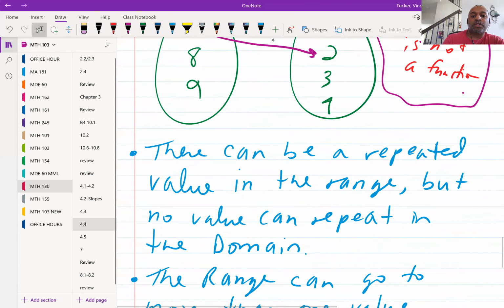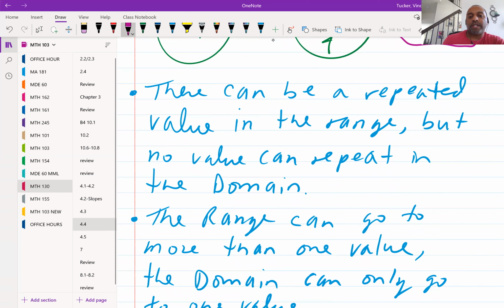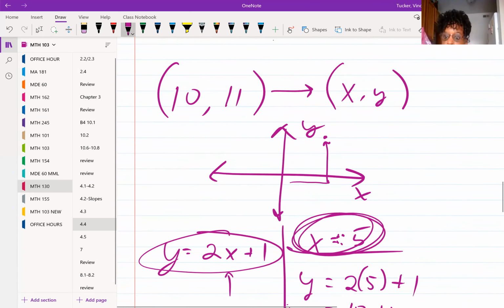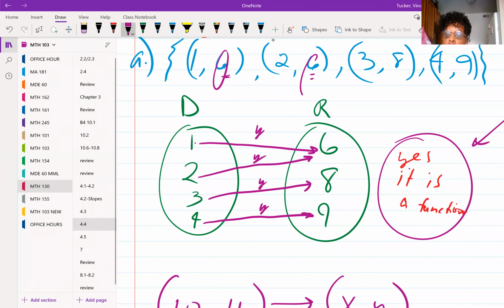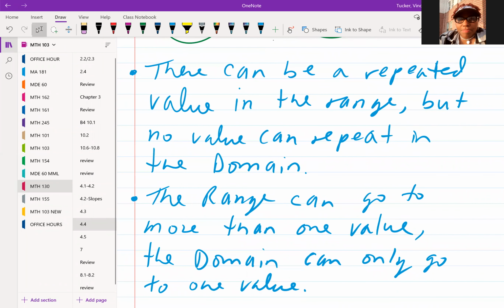All right. So here are some general ways of looking at it. There can be a repeated value in the range, but no value can repeat in the domain. So that's what we saw here. Notice we had the 6 repeated here in the domain. That stopped it from being a function. But when it was repeated in the range, it was still a function. So that's what I'm talking about there. Let me write that. There can be a repeated value in the range, but no value can repeat in the domain.